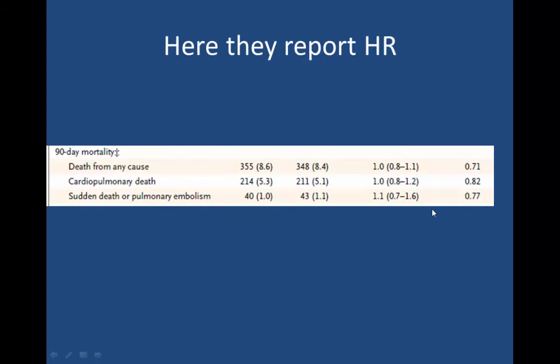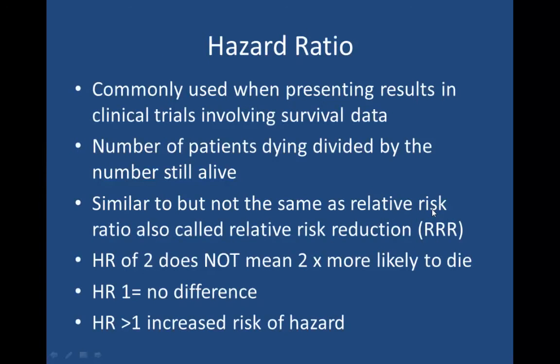Okay, let me go back here now. Hazard ratio. So when do we see hazard ratios? We see them when they're looking at survival data. So the number of patients that died divided by the number of patients who are still alive. Basically, the interpretation is going to be similar to how we interpreted relative risk.